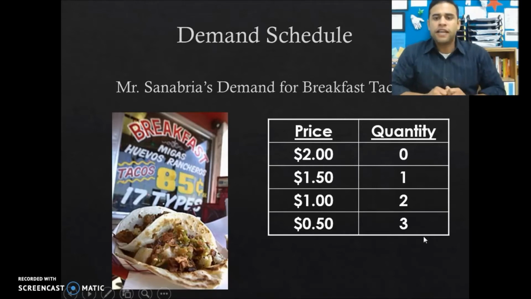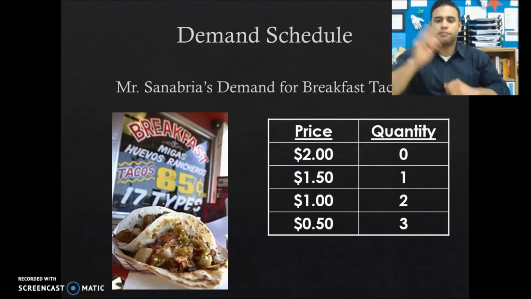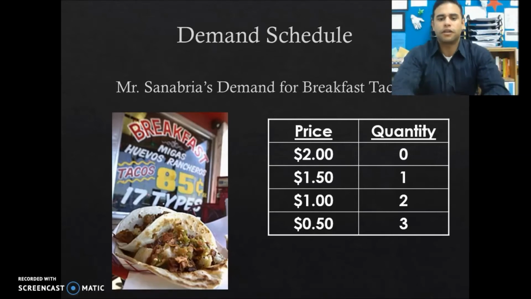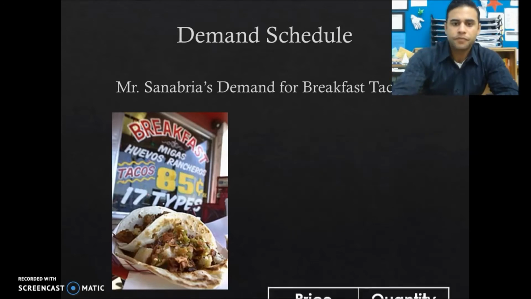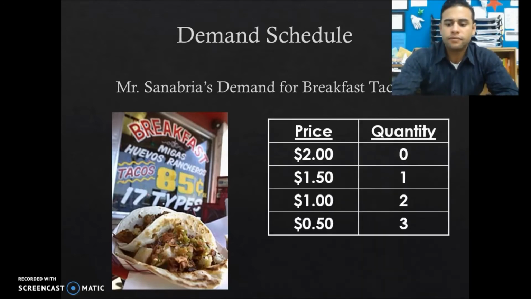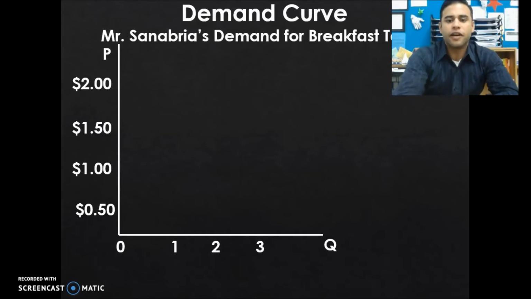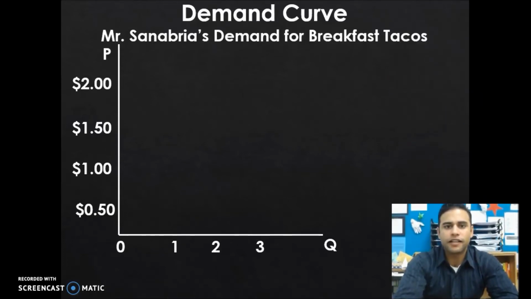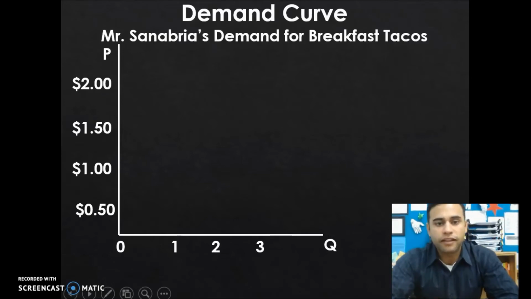I am a person, and at different prices, I will demand different quantities of breakfast tacos. Okay? So notice, as I do something different, it's not because my behavior changed, it's because the price changed. So now, we don't need that animation. Let's go ahead and look at what a graph of supply and demand looks like. Here's the big moment now, the supply and demand graph.